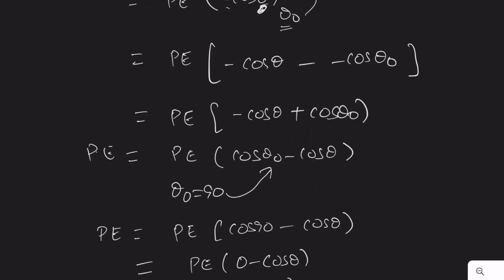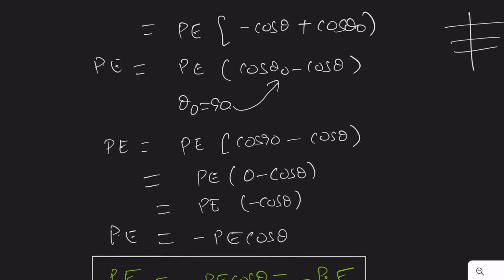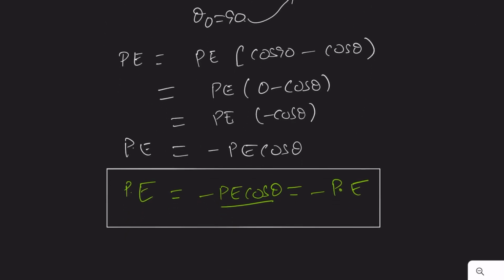So in most cases we use initially the dipole placed in perpendicular direction of uniform electric field. So theta naught becomes 90 degrees. See here we get like this. Finally we get, so theta naught substituted in this equation, then we get minus P cos theta. So here potential energy is equal to minus P dot E. So this is the answer.